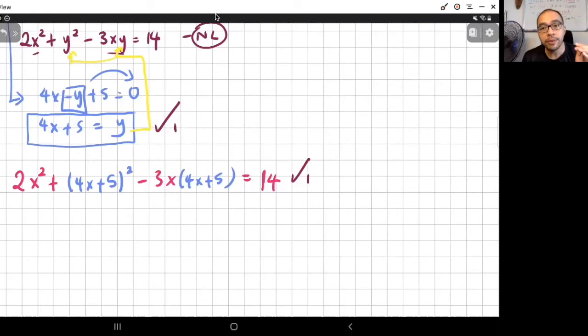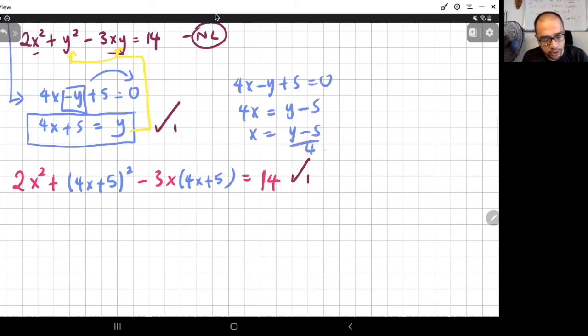Now maybe some of you are asking me, why do we have to do y? Why can't I do x? Can. If I want to do x, look at what happens. 4x minus y plus 5 equals 0, 4x equals y minus 5, x equals y minus 5 over 4.